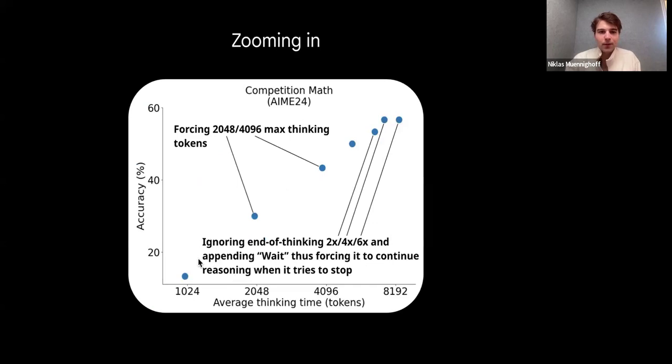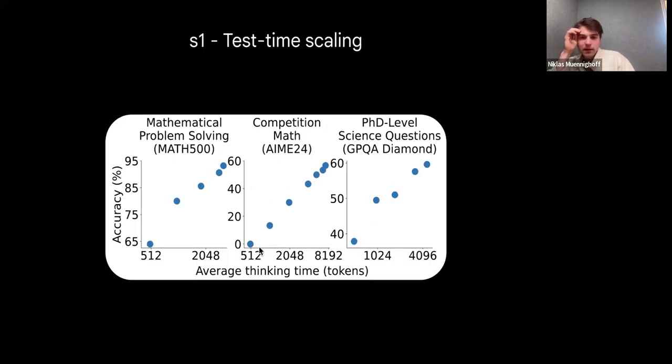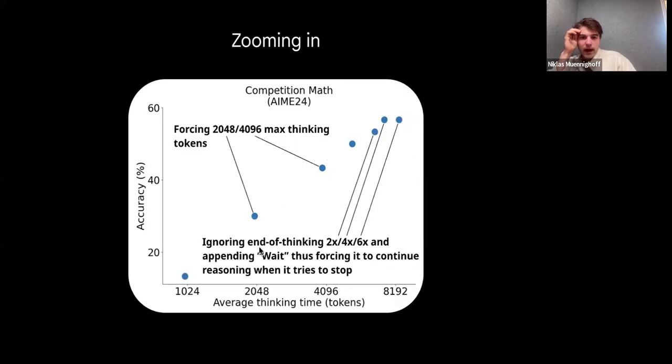Actually, right here. So let's take the middle one, AIME. We again have the accuracy on the y-axis and the thinking time on the x-axis. Now, what is actually happening in each of these dots? For the first few, we're forcing the model to have a certain amount of thinking time. For example, for the second one, we say, okay, you only have 2048 tokens. We need an answer quickly. And then it reaches around 30% accuracy on this test task.